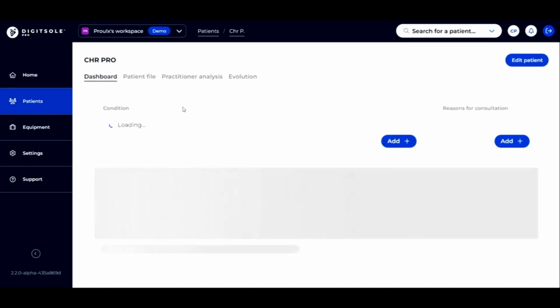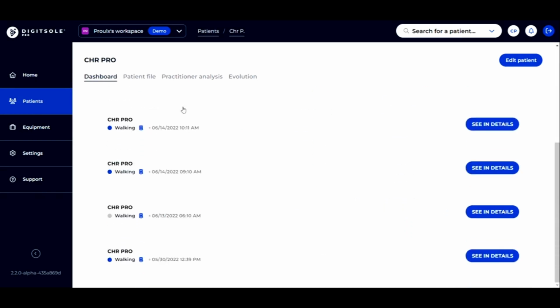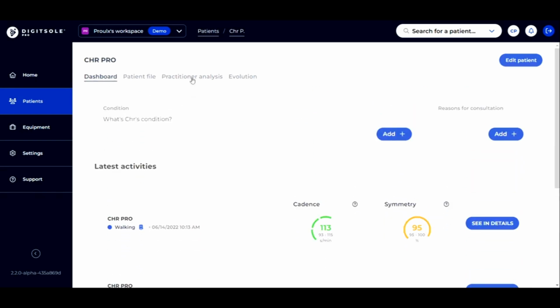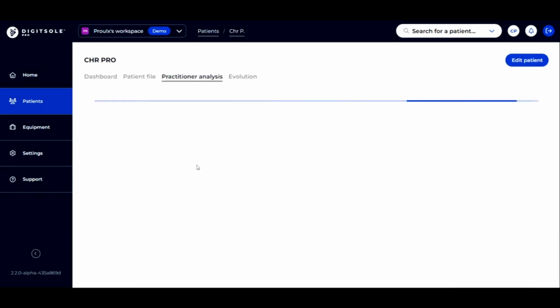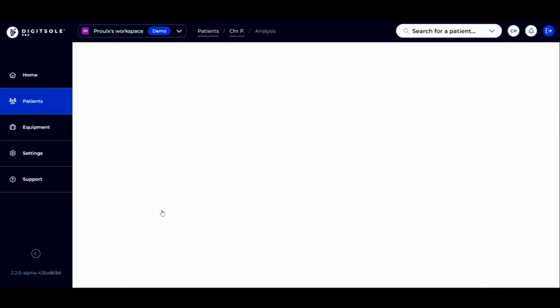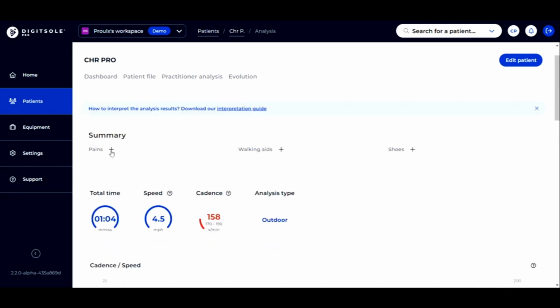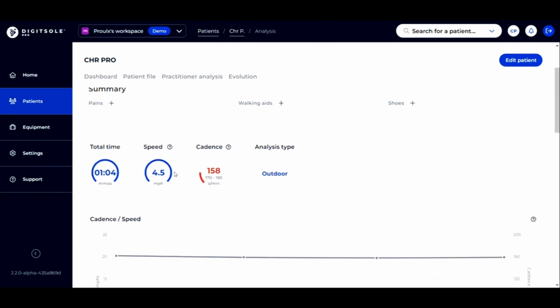So let's pick this one. Now, when it pulls up the patient dashboard, it shows you the 5 most recent, so it's not on there. So I have to click on Practitioner Analysis, and it's going to pull up, and we can pull up the analysis that we would like to review. Here's your summary, so you can add this information in now, or you can do it when you're taking the analysis. Total time that someone is running, the speed at which they're running at, and the cadence.